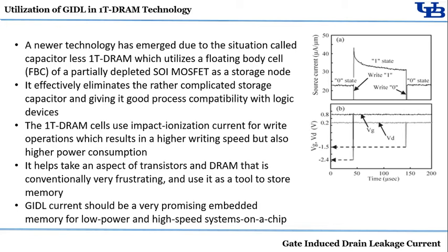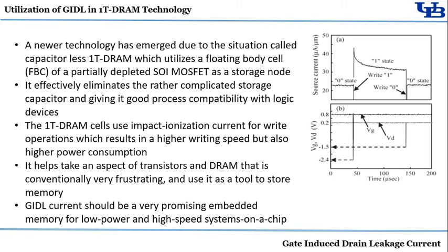The 1T DRAM cell uses impact ionization current for write operations, which results in a higher writing speed but also higher power consumption. It helps take an aspect of transistors in DRAM that is conventionally very frustrating and use it as a tool to store memory. GIDL current should be very promising for embedded memory for low power and high speed systems on chip.